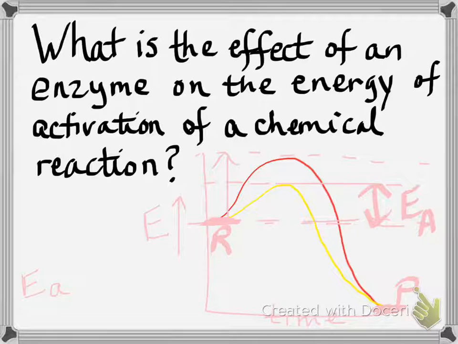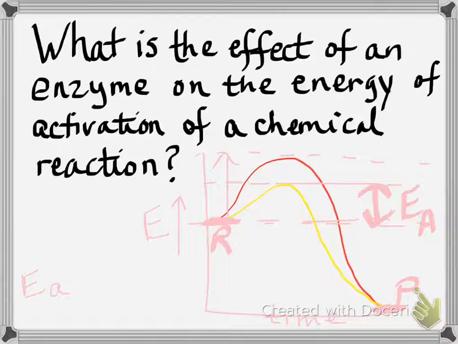The yellow one is what? With the enzyme is yellow or without the enzyme is yellow? With the enzyme is yellow, because it lowers the energy of activation. That's perfect, Vanessa. So the answer to the question, what do enzymes do to the energy of activation? They lower it. Enzymes lower the energy of activation.